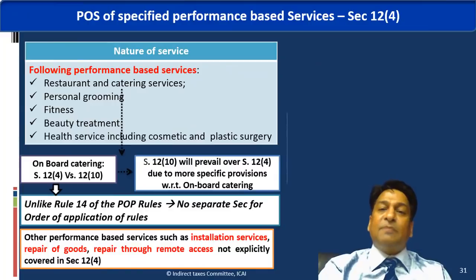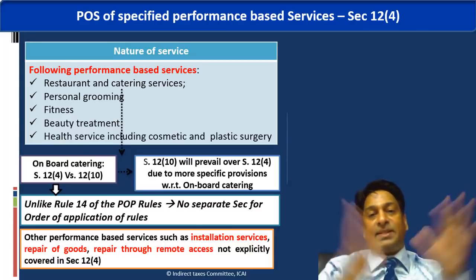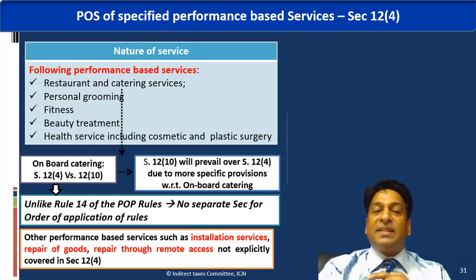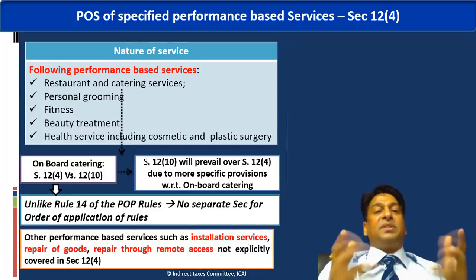Having said that, let's move to the next provision of place of supply, which is applicable for performance-based services under section 12, subsection 4. And these performance-based services are categorically mentioned, like restaurant and catering services, personal grooming, fitness, beauty treatment, health services including cosmetic and plastic surgery.